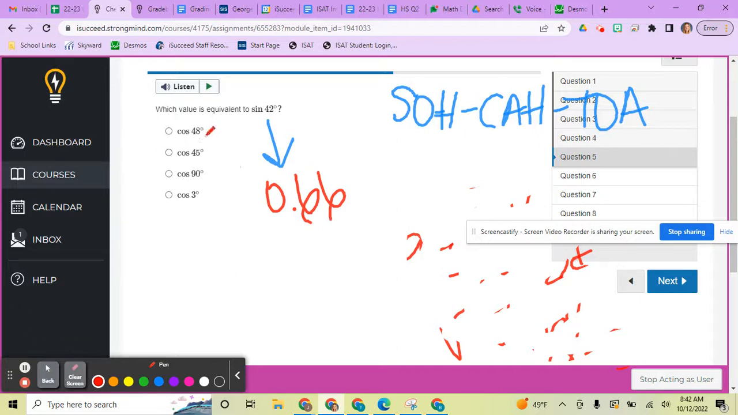I'm going to figure out the cosine of 48 is 0.66. So likely it's going to be this one, but I'm going to check the other ones just in case. Cosine of 40 is 0.7 or 45.7. Cosine of 90 is 0. And the cosine of 3 is 0.99. So it's going to be that first one right there.